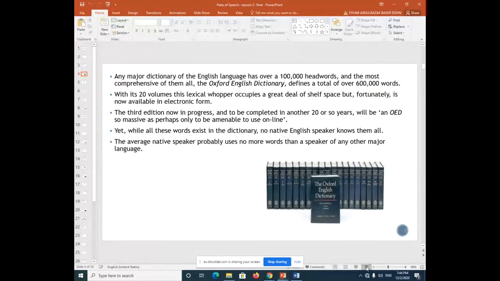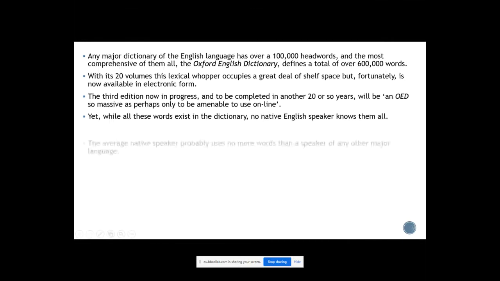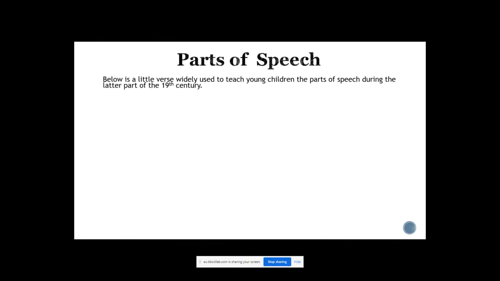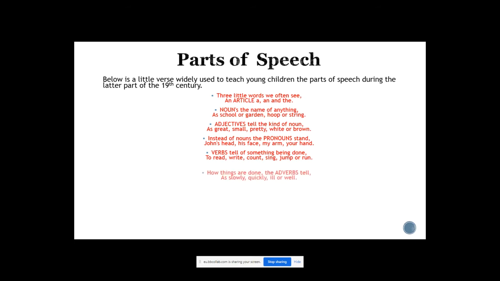So if we continue, parts of speech. Now below is a little verse widely used to teach young children the parts of speech during the later part of the 19th century. So this is very interesting. I'll give you 2 minutes to have a look at it. Okay.